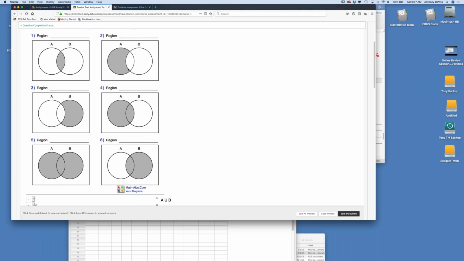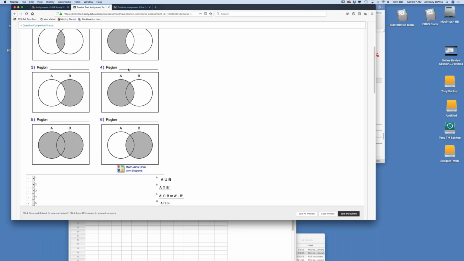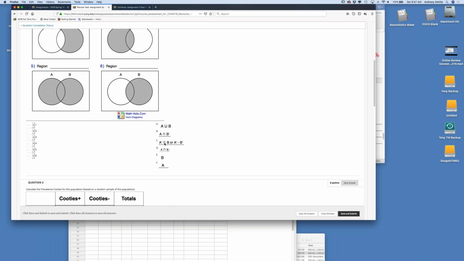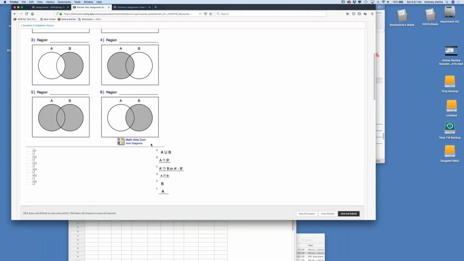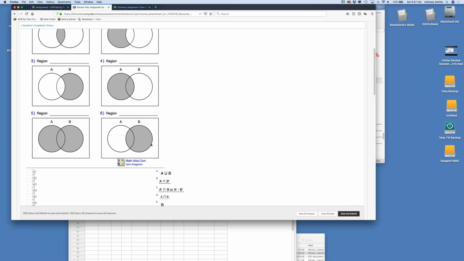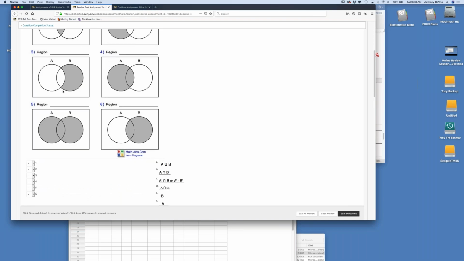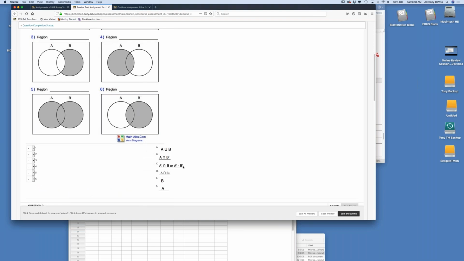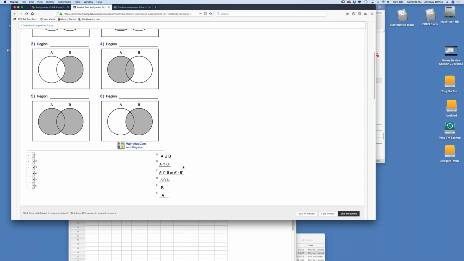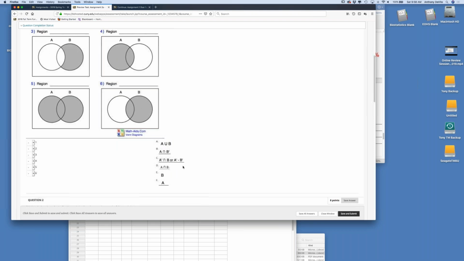And how about this ugly one? How about A' intersection B? In other words, it could be B, right? It's got to satisfy both conditions, B and not A. So it's B and not A. That seems to satisfy that condition. Well, how about this? Not A and not B. Not A and not B. So it can't be A and it can't be B.